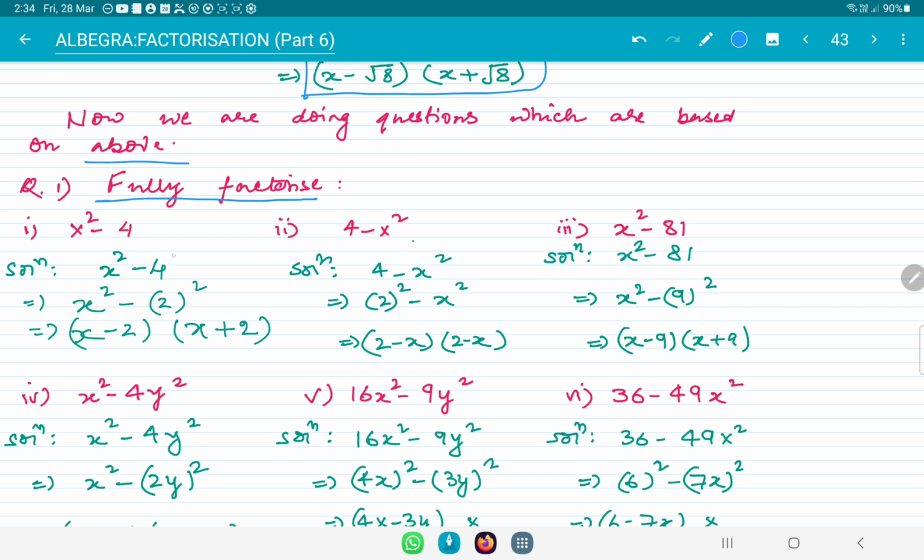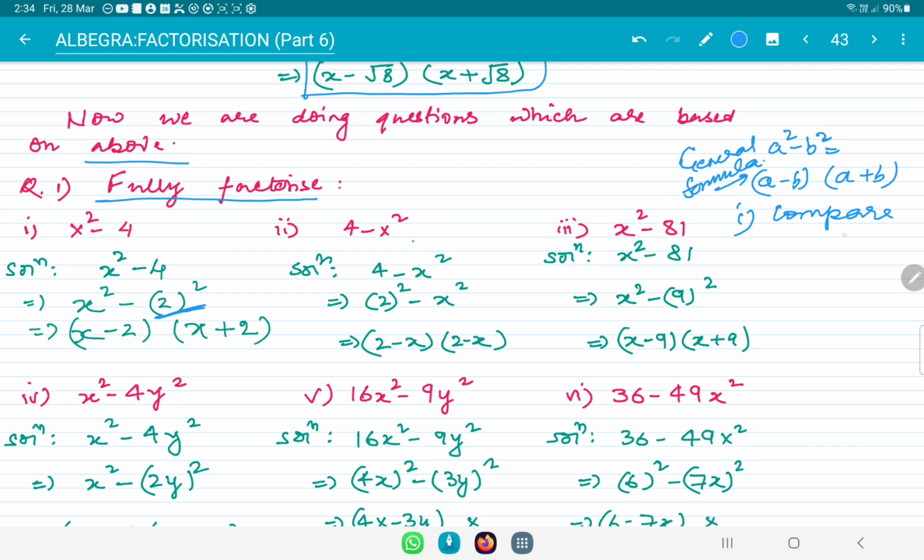So if it is x square minus 4, the first question, 4 can be written as 2 whole square. Now it comes in the form of a square minus b square, which is your general formula. As you know, a square minus b square equals a minus b into a plus b. Every time, in the question asked, compare it with your general formula.